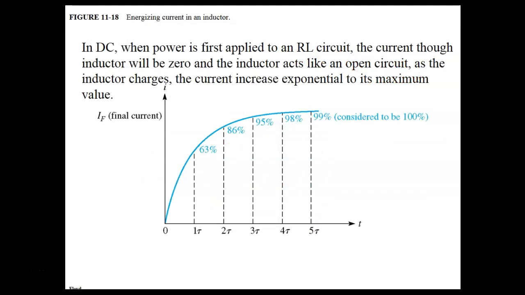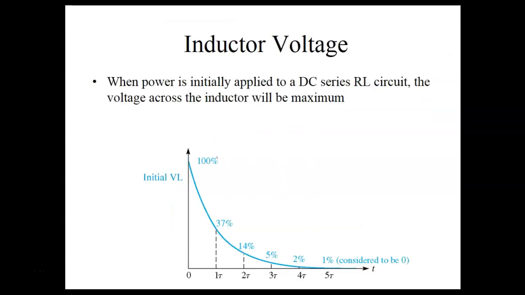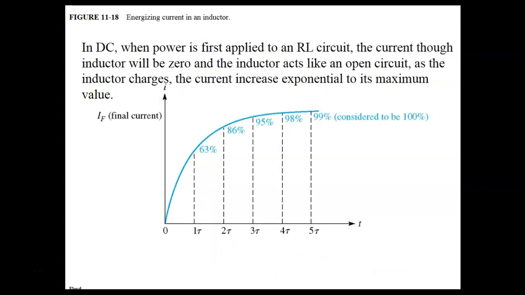So it's got the same basic charge curve as a capacitor does: one time constant, 63%, five time constants. That should be on there too. Should be on your formula sheet.